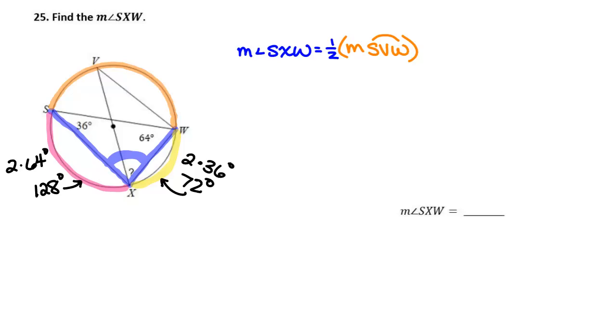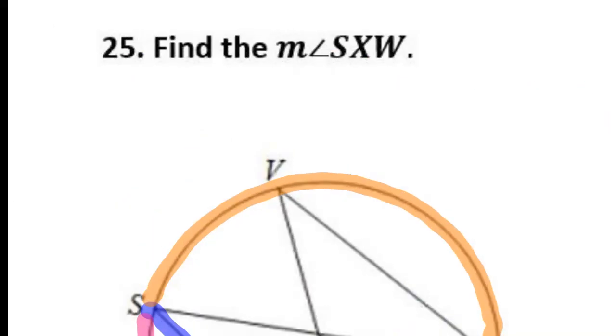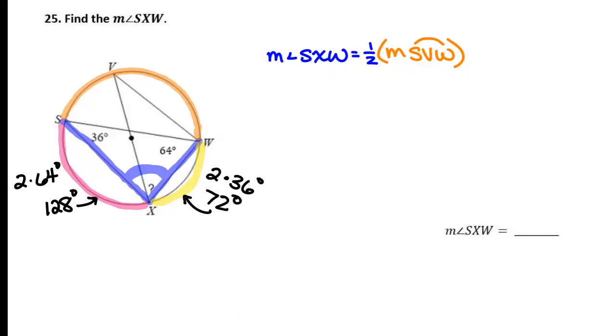How many degrees is a whole circle? 360. Well, if I add the pink one, the yellow one, and the orange one together, that's all the way around the circle. So I'm going to take 360 degrees.